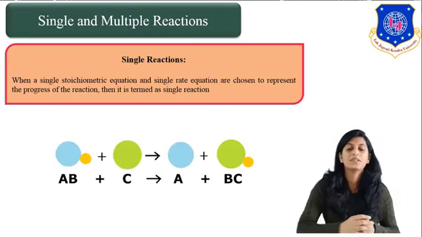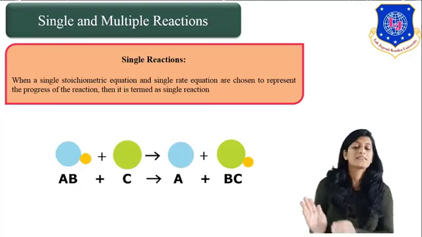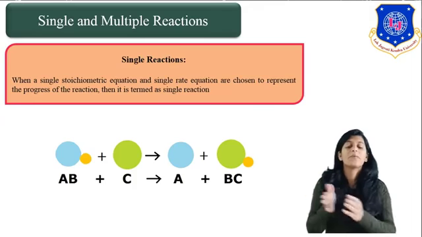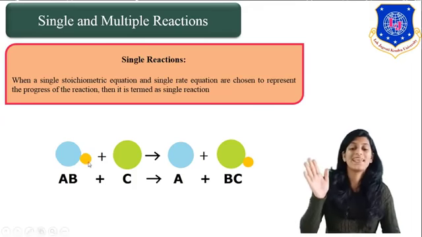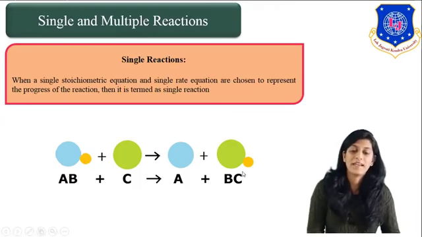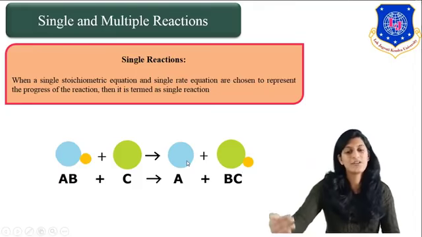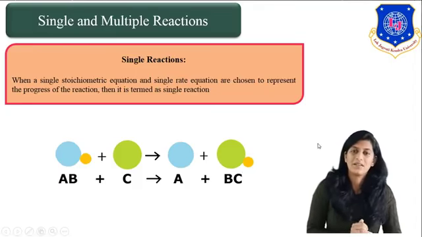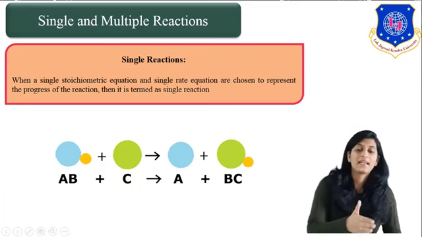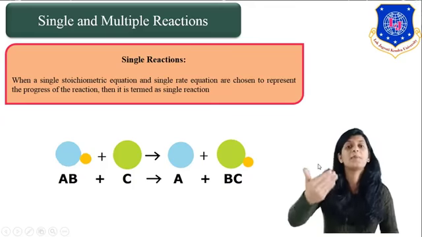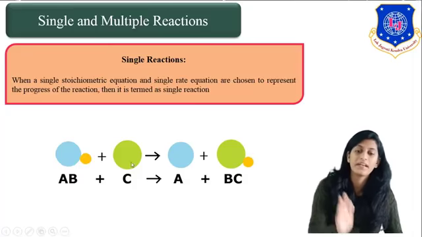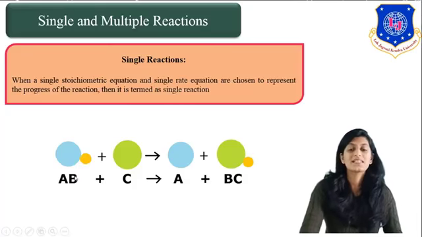For example, this, right. AB is one reactant, C is another reactant. When AB reacts with C, we get BC as a final product and A is a side product, right. So this is a single reaction where the way of writing and the way the reaction is actually proceeding is the same, right. The reaction is happening in the same way it is represented. So this is single reaction.